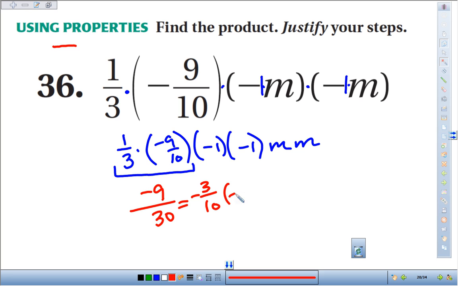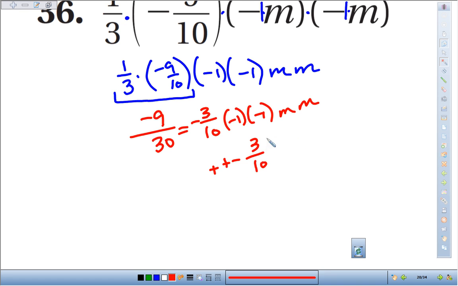We still got to multiply by negative 1, and another negative 1, and an m, and an m. Now, multiplying by 1 doesn't change a number's value, so if you ignore the negatives here for a second, 3/10 times 1 times 1, well, that's going to be 3/10. How many negative symbols do you have? 1, 2, 3 of them. Well, every 2, chop, chop. So you end up with negative 3/10, and an m times an m. Any number times itself is that number squared. So our final answer is negative 3/10 times m squared.